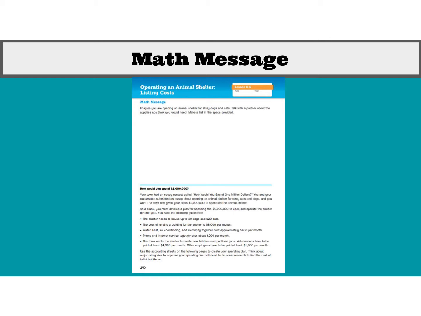So if we take a look at the math message, it says, imagine you are opening an animal shelter for stray dogs and cats. Talk with a partner about the supplies you think you would need. Make a list in the space provided. So in this big area right here, I want you to make a list of things that you think you would need if you were opening up an animal shelter for stray dogs and cats.